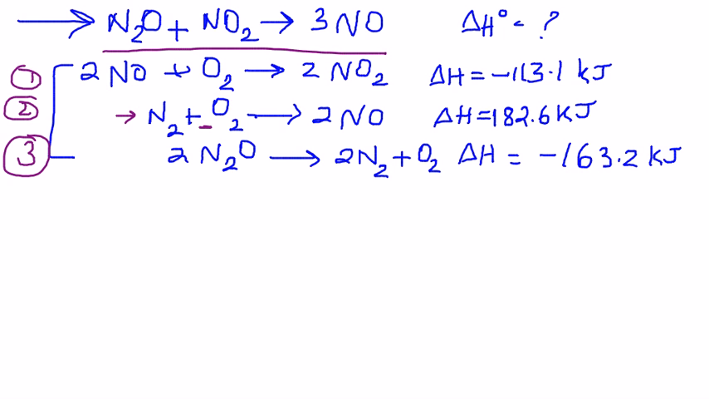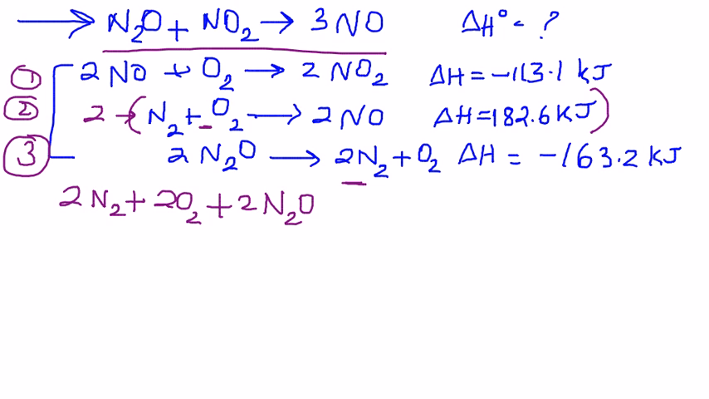That means these must get cancelled somehow, and you can hopefully see that there are 2 nitrogens in equation 3, only 1 in equation 2, so you must multiply equation 2 by 2, and then you probably should be adding that to equation 3. Let's do that first. So it'll be 2N2 plus 2 oxygen plus 2N2O is equal to 4NO plus 2N2 and an oxygen.